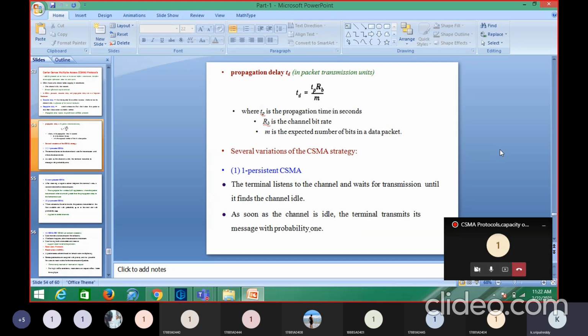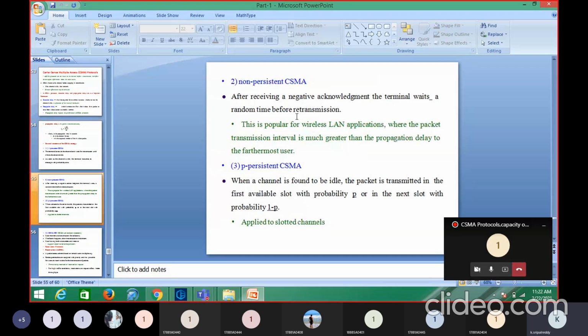And the variations of the CSMA strategy are: one-persistent CSMA, with probability 1, because it will wait for the channel to become ready. Second, non-persistent. What happens in non-persistent? Once it gets a negative acknowledgement, it will wait for a random amount of time and retransmit the data. This is used for wireless LAN applications.